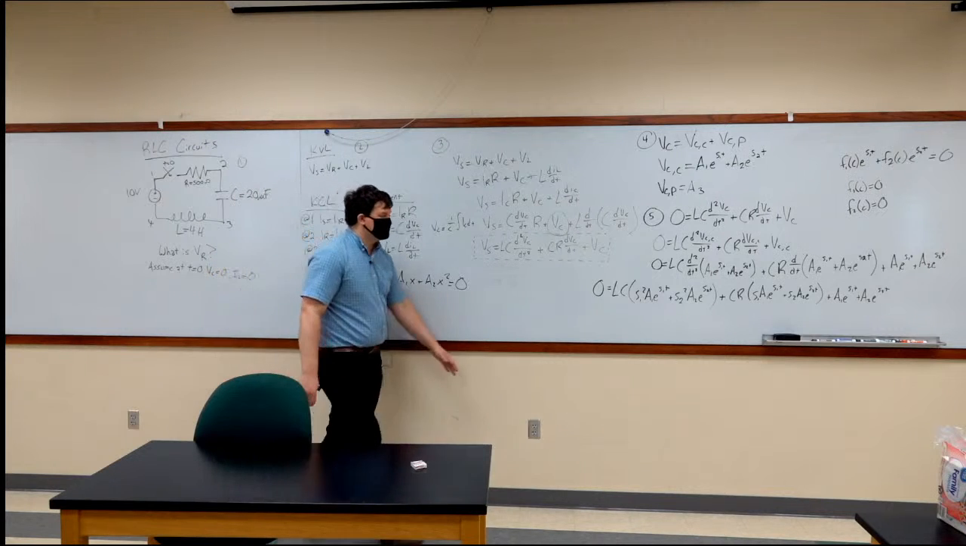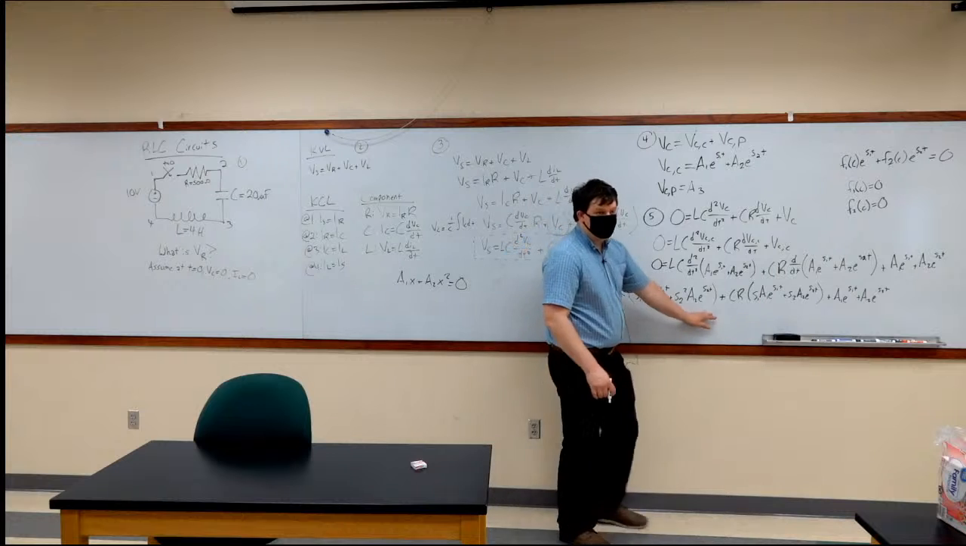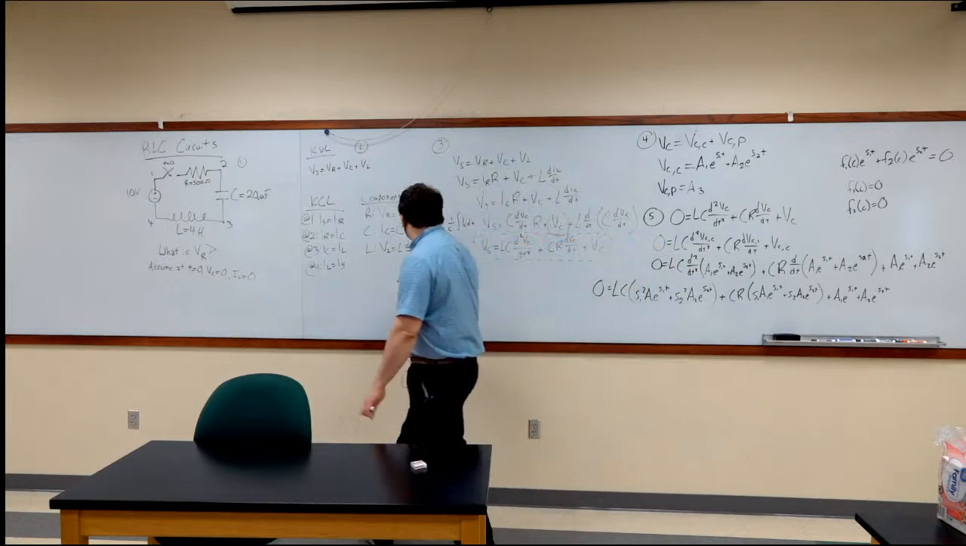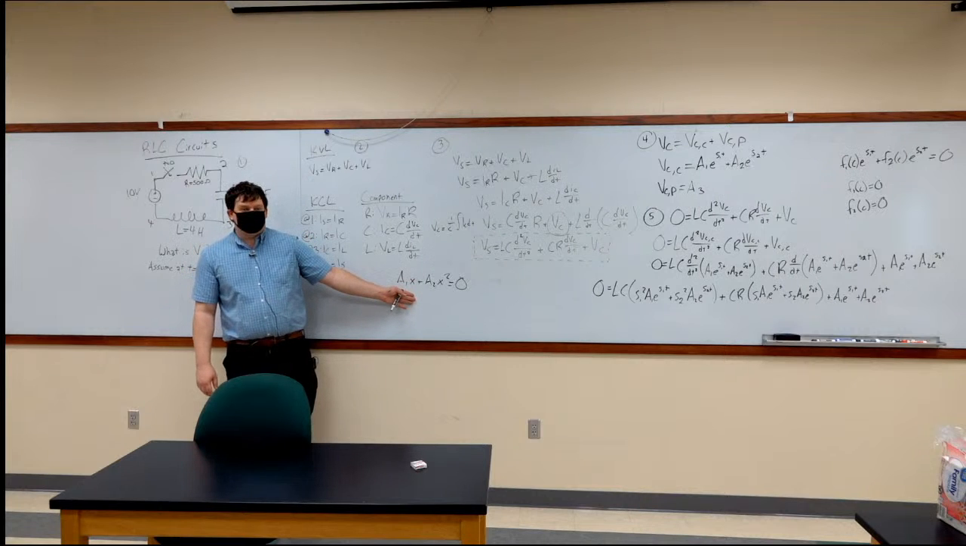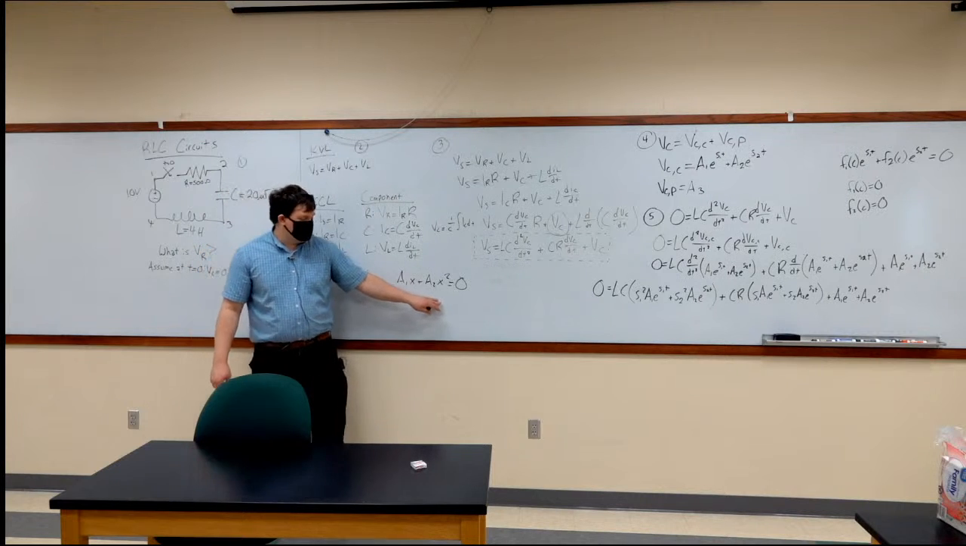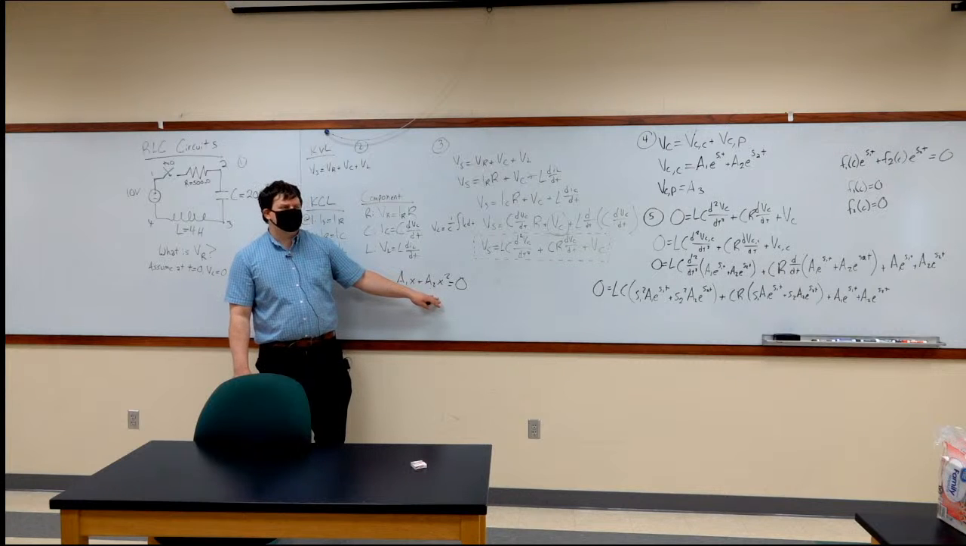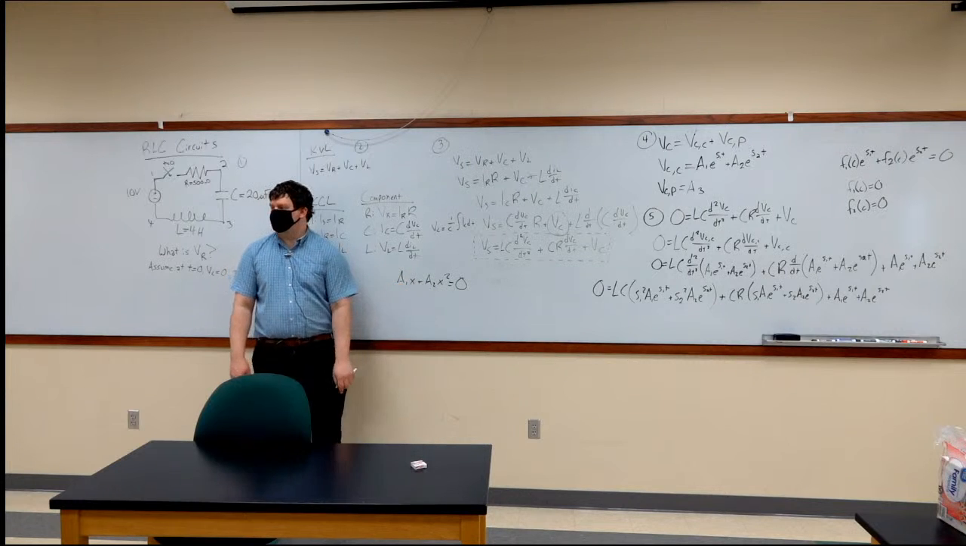Okay? And that's basically what we're doing here. We know that everything that has an x in it, which here is our e to the s1t, all of the constants in front of that have to add to 0. Similarly, every constant that's in front of the e to the s2t has to add to 0.